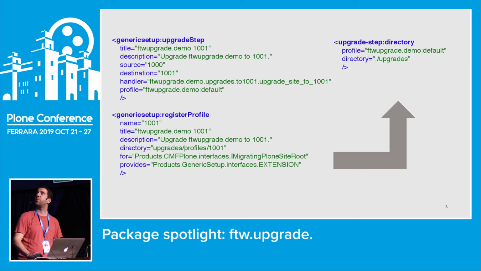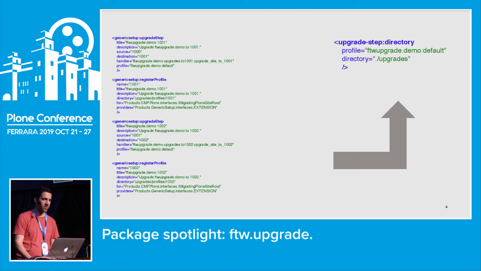And we have replaced this with a simple upgrade step directive, which will then auto-discover the rest for you if you set it up correctly. So you have just this simple ZCML, and the rest is discovered and registered for you when the Plone instance starts from the file system.